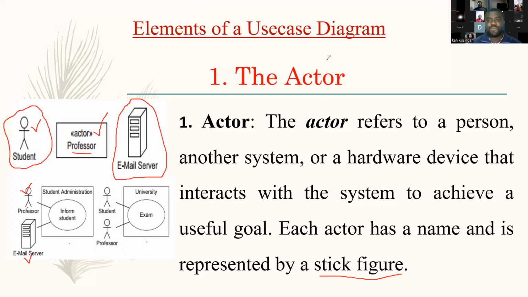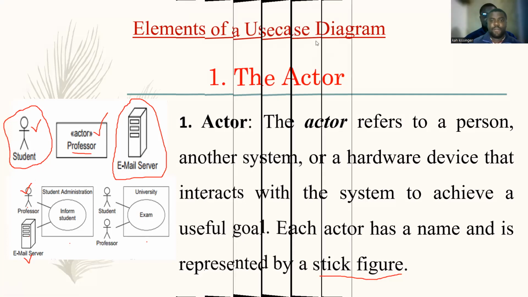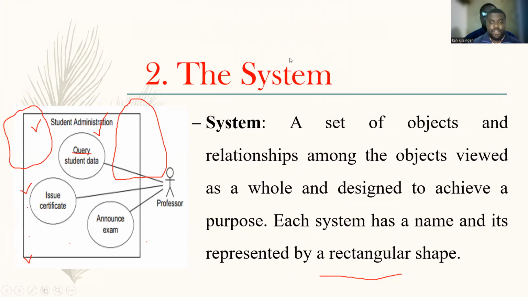Secondly, the next component is the system. The system, as you can see. Now, as you can see carefully from your diagrams, the system is a set of objects and the relationship among the objects that are viewed as a whole and designed to achieve a purpose. A set of objects and relationship among the objects viewed as a whole and designed to achieve a purpose.